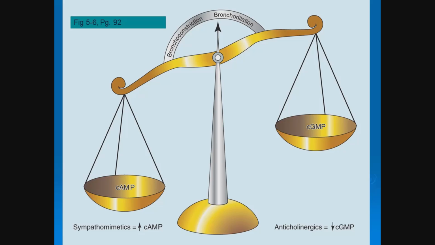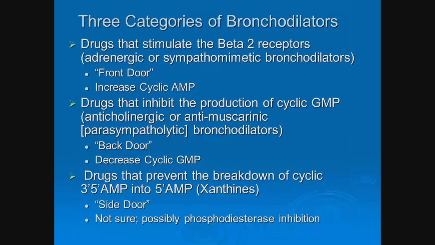And we'll find out in a second what this CAMP, CGMP, MOUSE means. We're going to call these three, I give them the name, pretty common, front door, back door, side door. Front door are your beta 2 stimulators. These are your adrenergic or sympathomimetic bronchodilators, and they work by increasing what is called cyclic AMP. Technically cyclic 3', 5' AMP, but cyclic AMP. Okay. Drugs that inhibit the other end of that scale, cyclic GMP, are called anticholinergic or antimuscarinic or parasympatholytic bronchodilators. These are the back door. These are accomplishing the same event but through a different pathway.